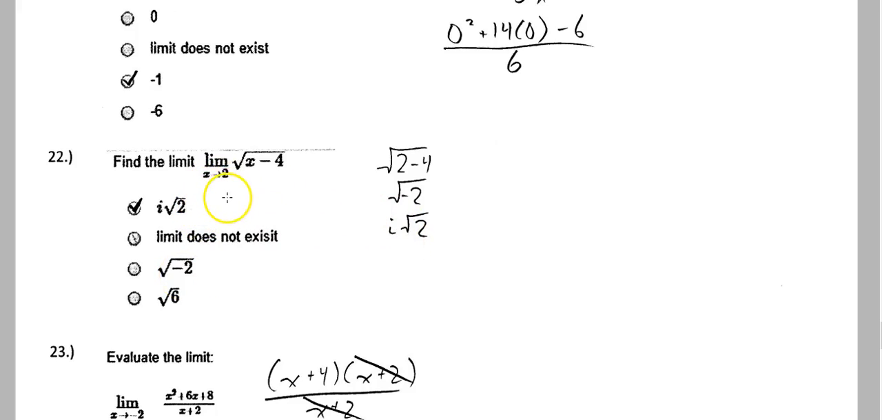Now, if they specify they only want a real number for an answer, then you would say the limit does not exist. But if they either don't specify that, or if they do say that they want complex numbers, that's where the i root 2 will come in. This one didn't clearly indicate whether they wanted real only or imaginary, so I'm marking what's technically the answer.